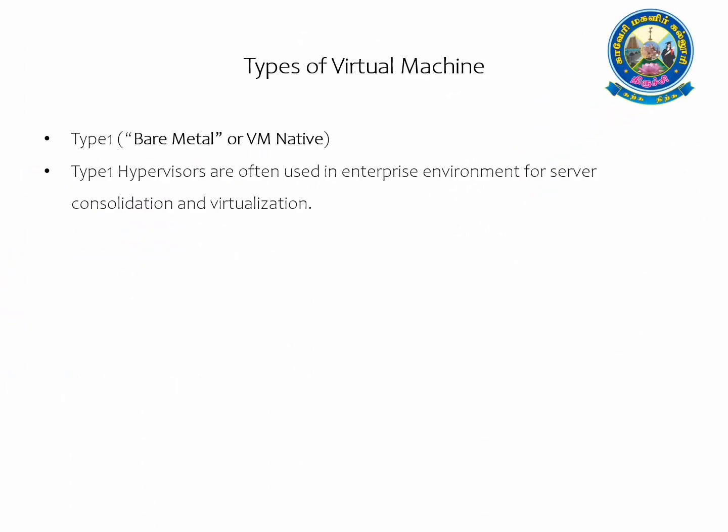And then Type 1 is bare metal or VM native. Type 1 hypervisors are often used in enterprise environments for server consolidation and virtualization. Examples of Type 1 hypervisors include VMware ESXi and Microsoft Hyper-V. VMware vSphere is a management infrastructure framework that virtualizes system, storage, and network hardware. VMware has a set of services and applications: VMware vCompute, VMware vStorage, VMware vNetwork, application services, etc. And bare metal or VM native is one of the hypervisor types.